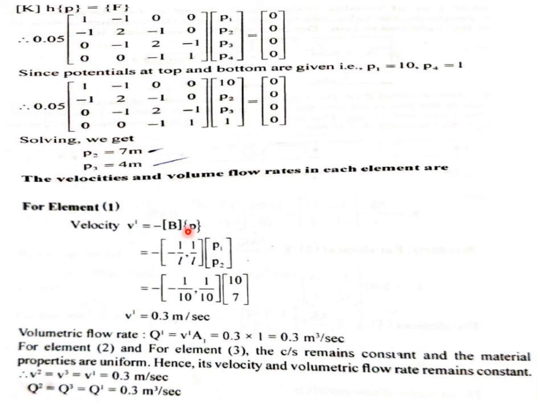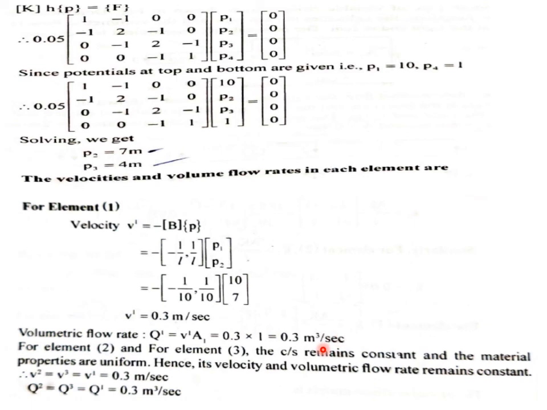For velocity, V1 is equal to minus B into P, minus 1 by L, 1 by L, P1, P2 for element 1, that is minus of minus 1 by 10, 1 by 10, 10, 7. So V1 is 0.3 meter per second, and the volumetric flow rate Q1 is equal to V1 into A, it is 0.3 into 1, that is 0.3 cubic meter per second.